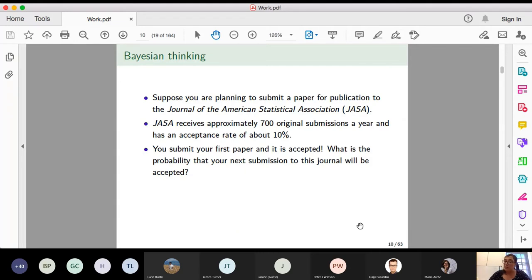Imagine that you submit your paper to this journal and it's accepted. This is the first paper that you submit. Now I want to ask you, what is the probability that your next submission to this journal will also be accepted? Remember the numbers: this journal accepts on average 10% of the submissions. Now you have submitted your first paper and it has been accepted. What is the probability that your second paper submitted to this journal will also be accepted? And now I will move to the chat to see your answers.